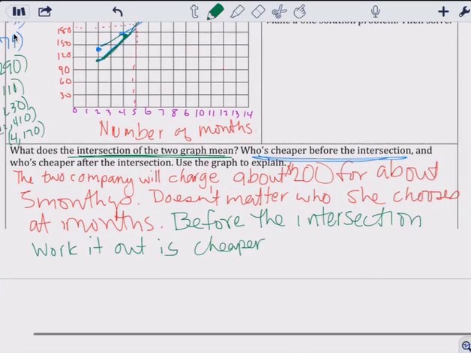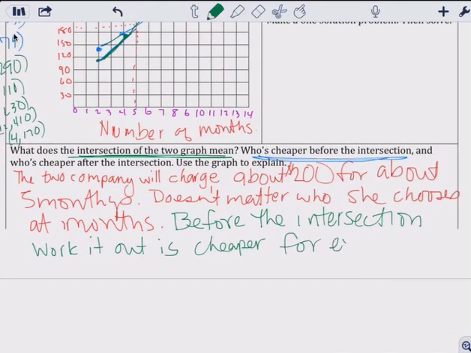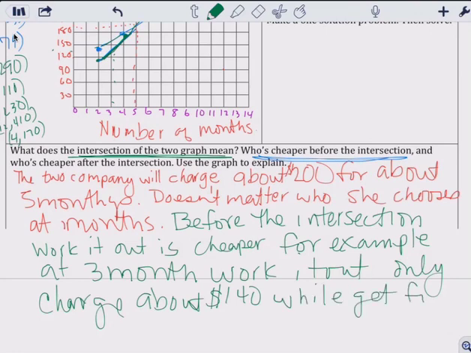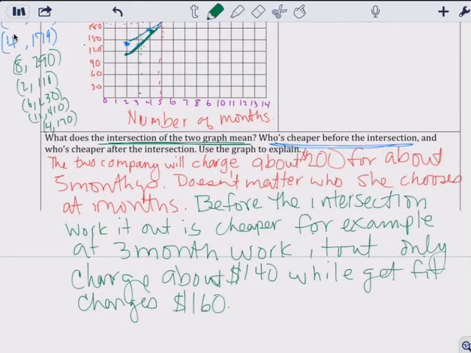For example, at 3 months, Work It Out only charges about $140, while Get Fit charges about $160. Okay, so you always want to give examples to support your statement.